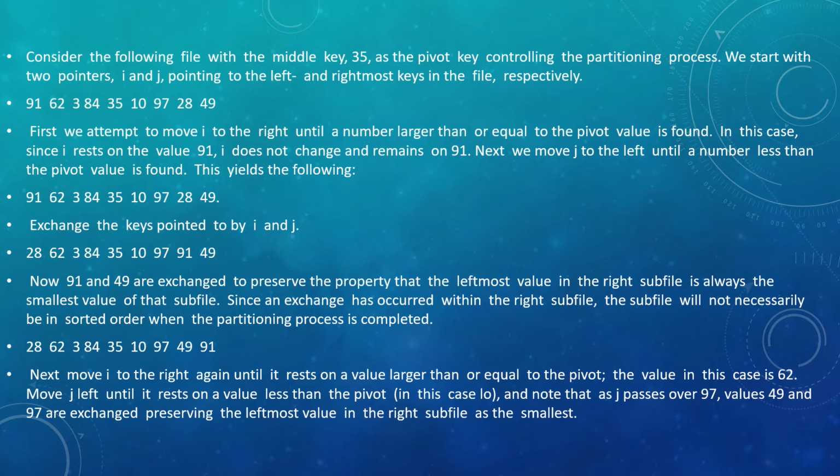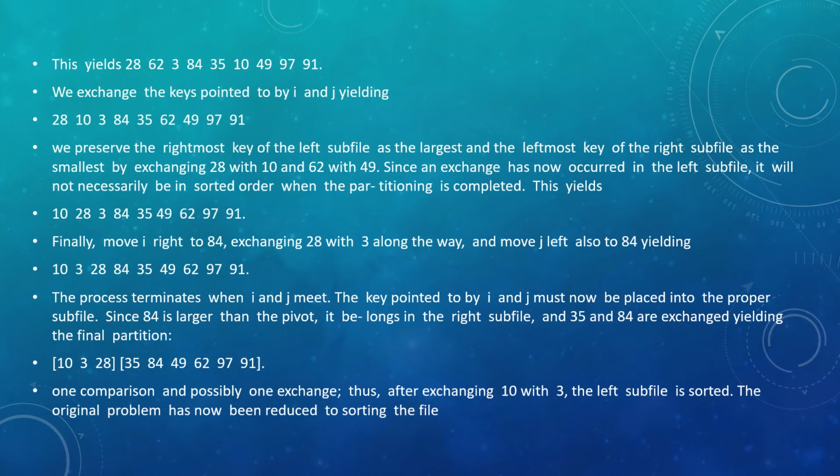Exchange the keys pointed to by i and j. Now 91 and 49 are exchanged to preserve the property that the leftmost value in the right subfile is always the smallest value of that subfile. Since an exchange has occurred within the right subfile, the subfile will not necessarily be in sorted order when the partitioning process is completed. And the list is now shown like this. This yields the following list: 28, 62, 3, 84, 35, 10, 49, 97, 91.